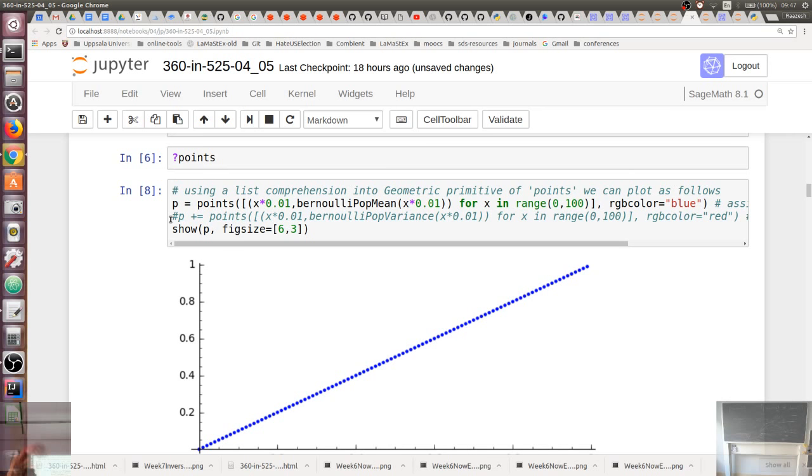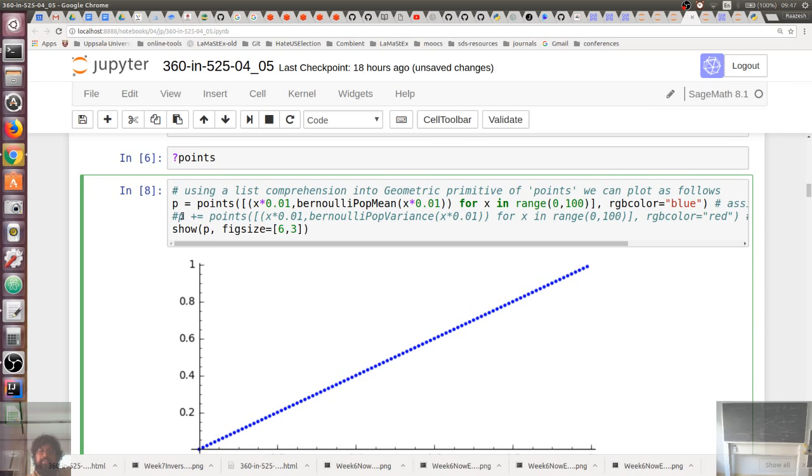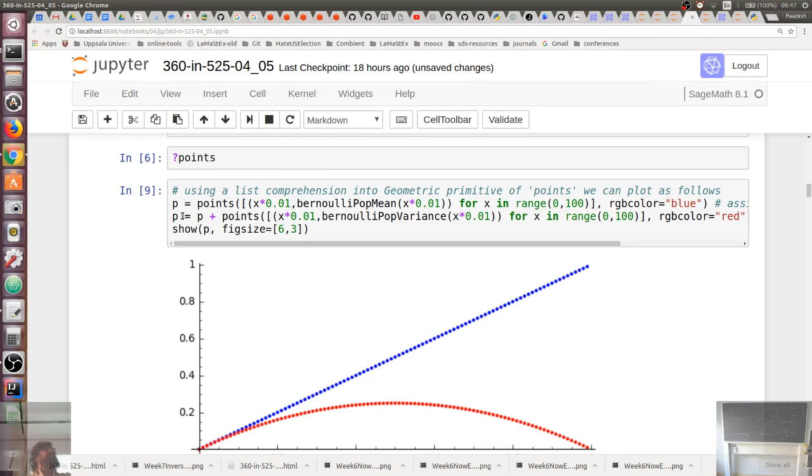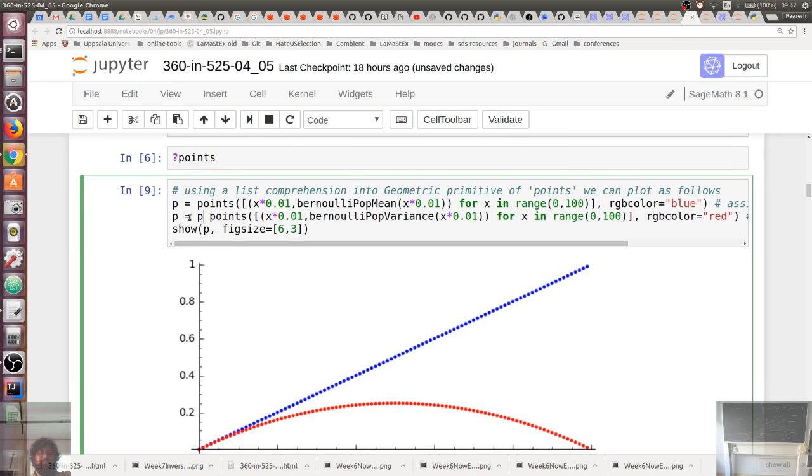It just takes all these points and composes them inside. But then I want to overlay that with the red one. I think you could have written P equals P plus points as well, right? Yeah, I could have done that. It's the same, but I like mine better because it's fewer keystrokes.